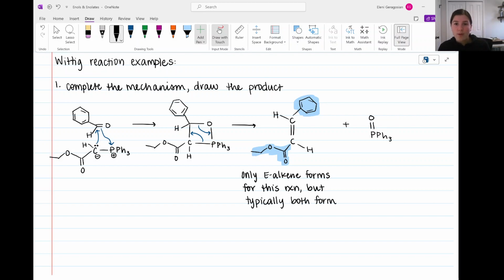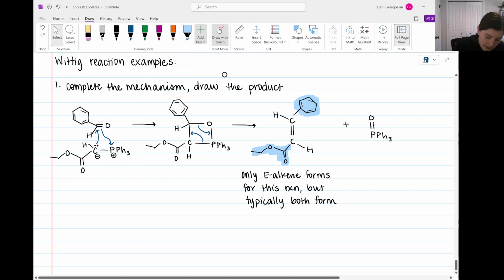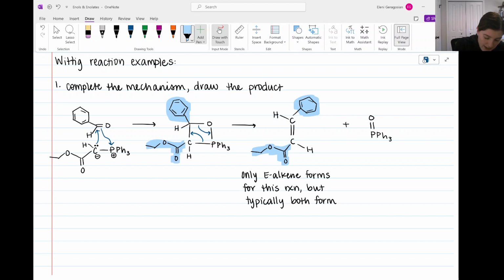With smaller groups, both can form, but E-alkenes are slightly more thermodynamically stable. So they form generally in a higher concentration. We can also think about the 4-membered ring. It would be difficult sterically for the priority groups on the 2 carbons, so the phenyl ring and the ester group, to be right next to each other. They're bulky groups, so they're going to be far away from each other as much as they can, and so that results in the E-alkene formation.